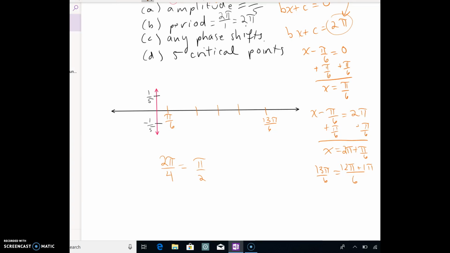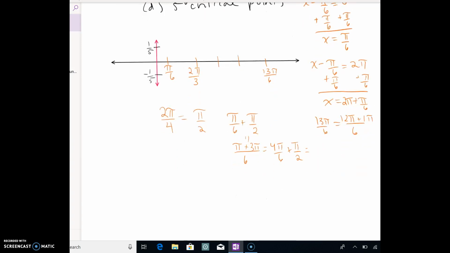So we're going to start at pi over 6, and we're going to add pi over 2. So pi over 6 plus pi over 2, we have an LCD of 6. That's the same thing as saying pi over 6 plus 3 pi over 6, which is 4 pi over 6, which reduces to 2 pi over 3. So we have a critical point at 2 pi over 3. Then 4 pi over 6 plus pi over 2, with an LCD of 6, is 4 pi plus 3 pi, which is 7 pi over 6.